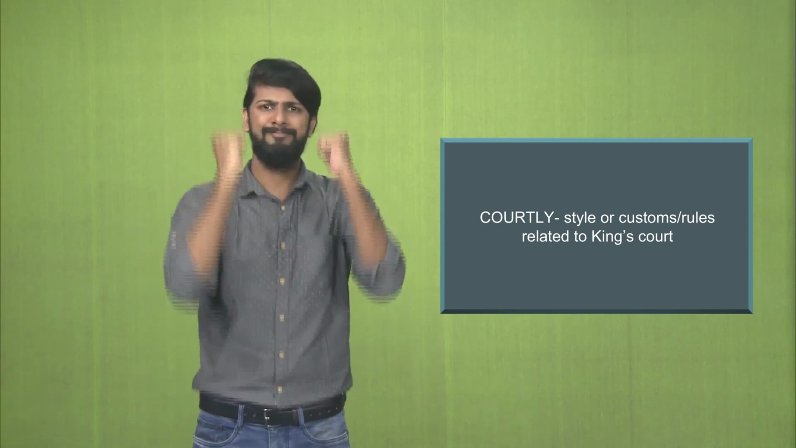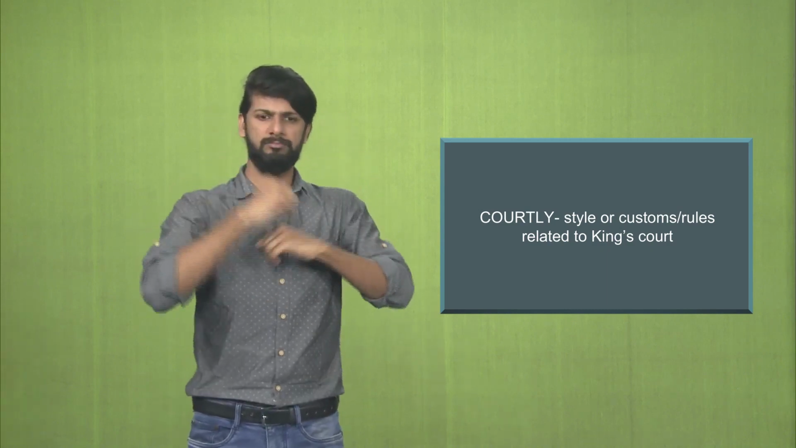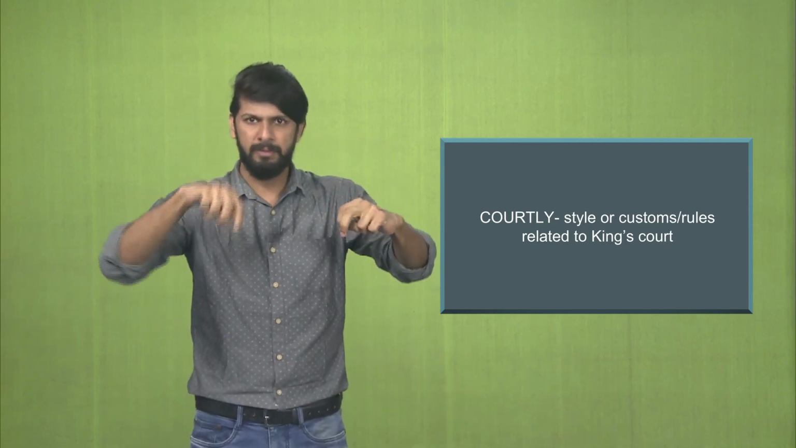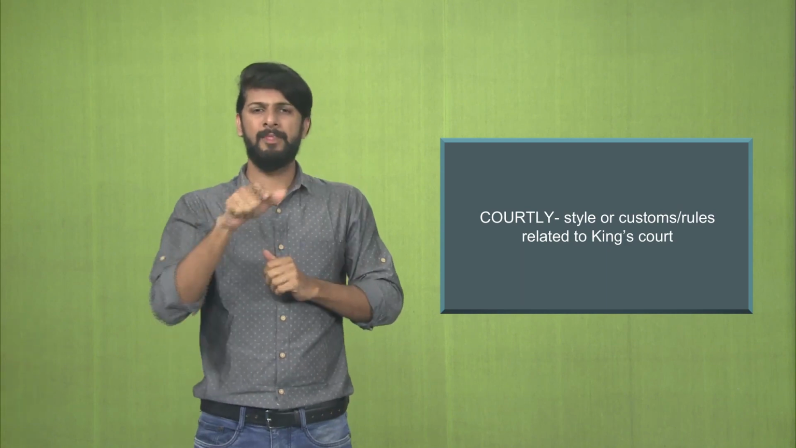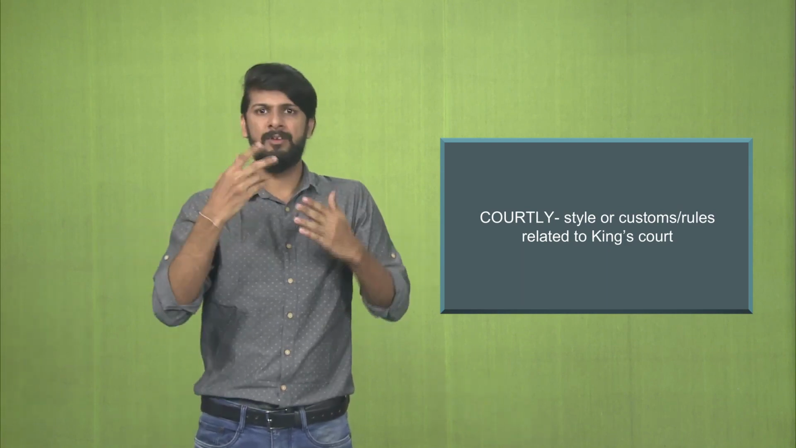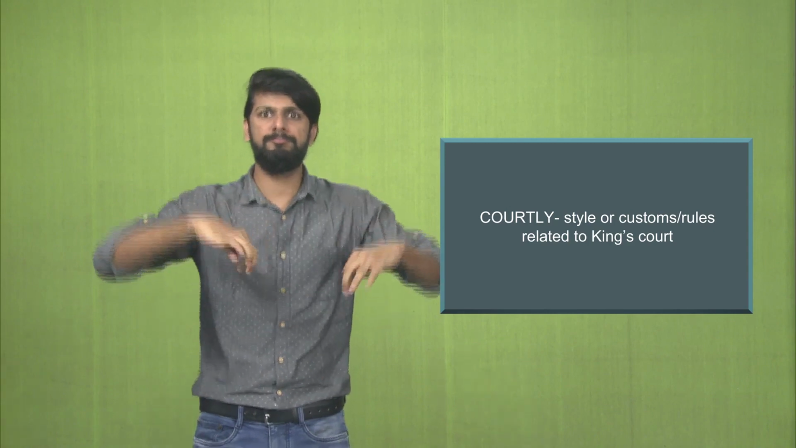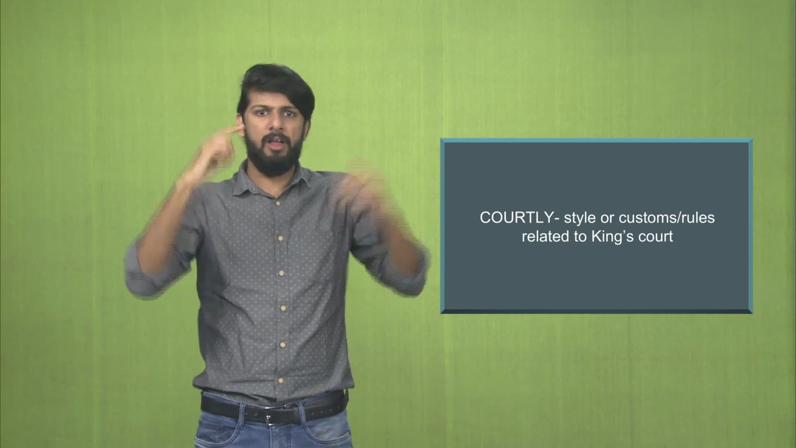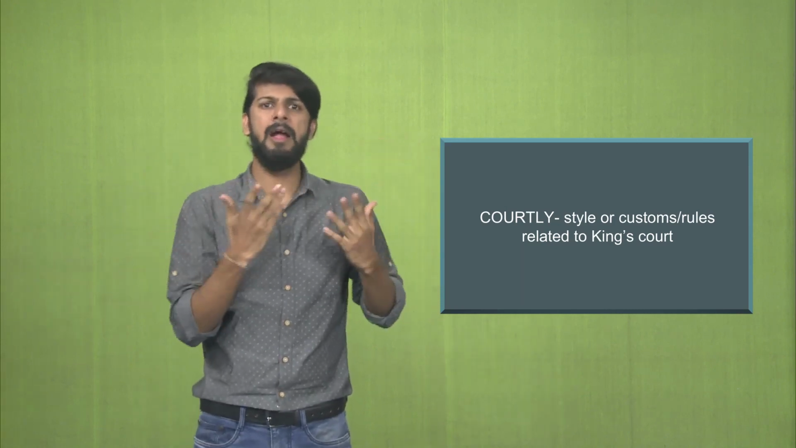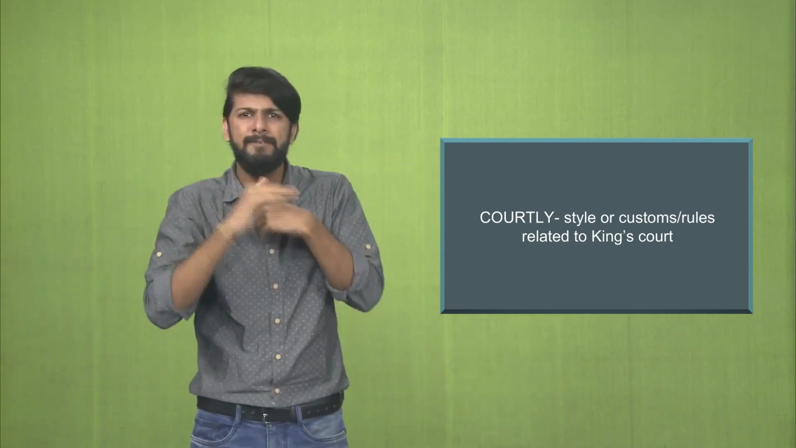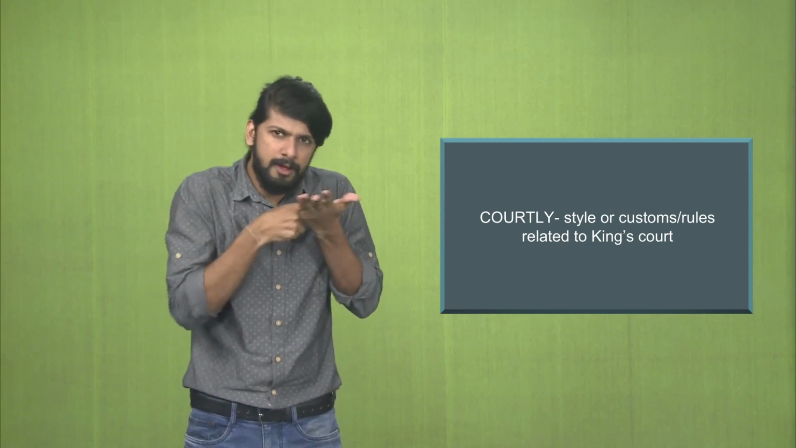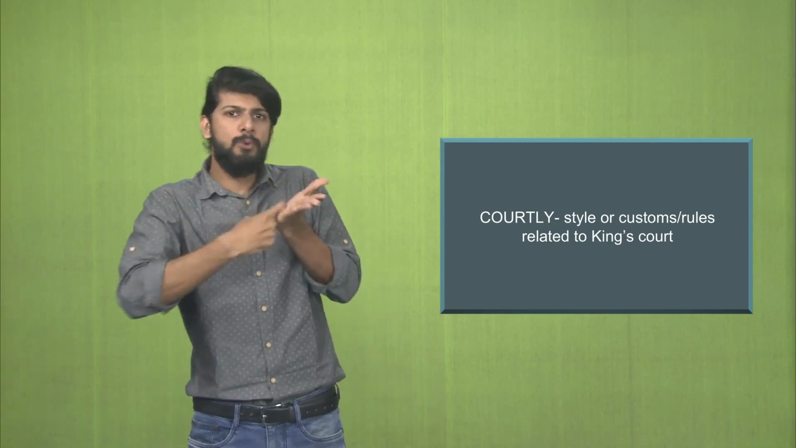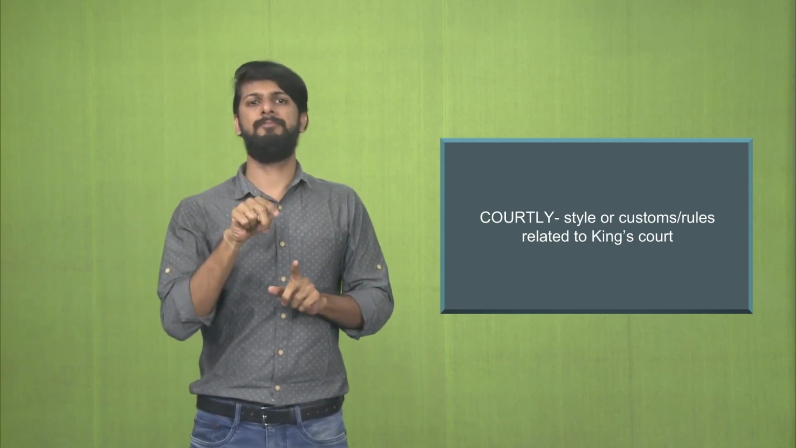Courtly, this would mean the style or the customs and rules which are related to the king's court. Now, the king's court, for example, when the king or the emperor enters the court, all the courtiers, all the ministers, are supposed to stand, and when the king sits, then they sit. As well as there are a lot of customs, the king has people who keep fanning the king, there are people who respect him.